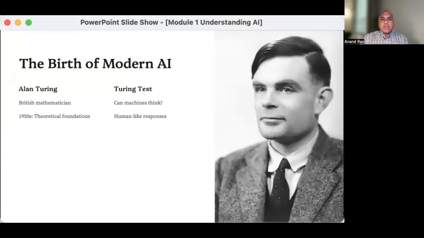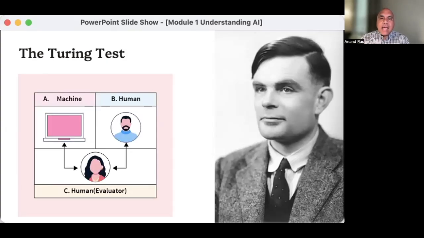Now, in 1950, Turing published a groundbreaking paper titled Computing Machinery and Intelligence. And in this paper, he posed a really simple question: can machines think? Now, it's easy to get lost in philosophical debates about what thinking means. But instead, Turing proposed a practical test that would become one of the most influential ideas in AI history. This came to be known as the Turing test, and it works like this.